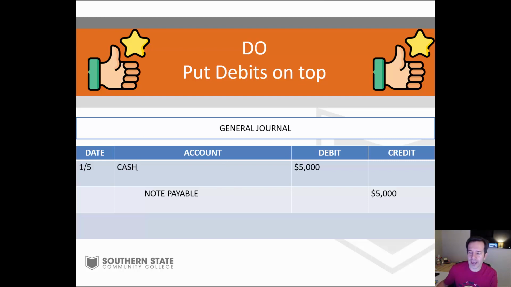So in our transaction that we had, cash would be our debit because we're trying to make that account go up. We got money coming in. We need to make the cash account go up. Cash is on that left-hand side of the accounting equation under assets, so it goes up on the left-hand or the debit side. $5,000. There's our credit to note payable, $5,000. Debits on the top, credits on the bottom, indented a little bit.